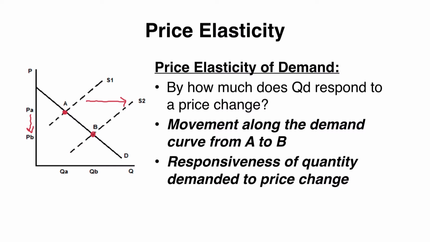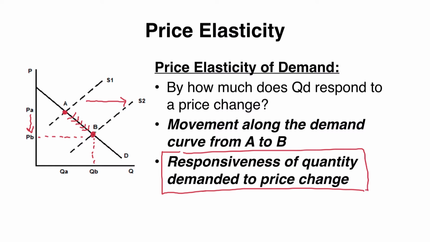So therefore, a shift in the supply curve is going to stimulate a change in the price and a movement along the demand curve until we reach the new equilibrium point at point B. At this new equilibrium point, we see that there's a lower price of the good and a higher equilibrium quantity of the good. So when we're thinking about the price elasticity of demand, we want to calculate the responsiveness of quantity demanded to a change in the price.